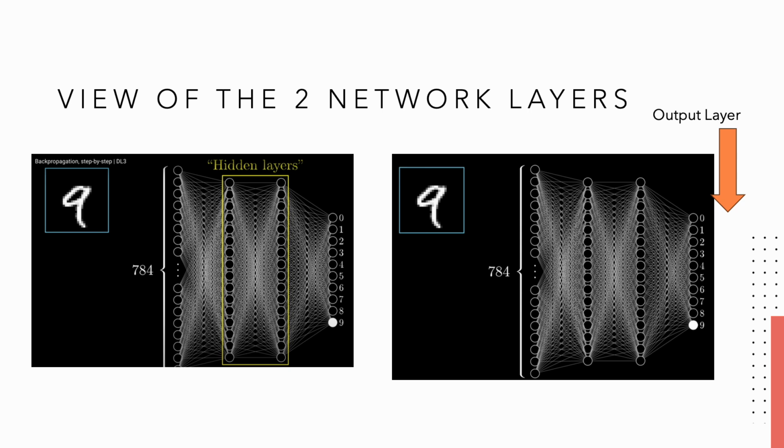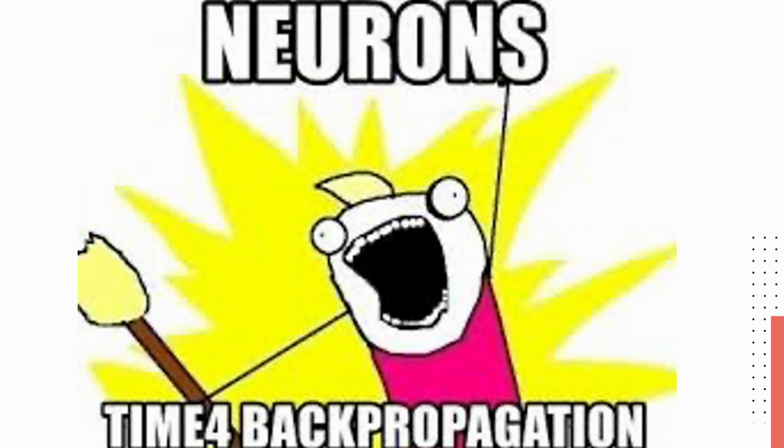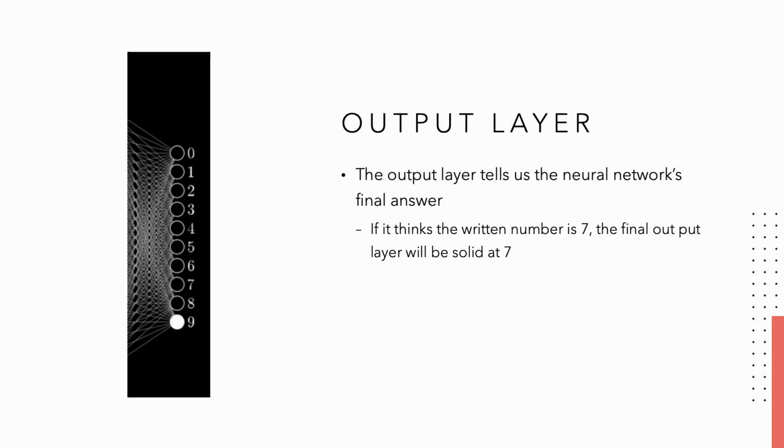Now our output layer right here, this is going to give us the answer of the machine. So let's say we put in a 3. We don't really know what it's going to give us the answer to. Hopefully it's also 3, but if it is, it'll be solid right here at the 3. So the output layer kind of tells us the final answer of the network.